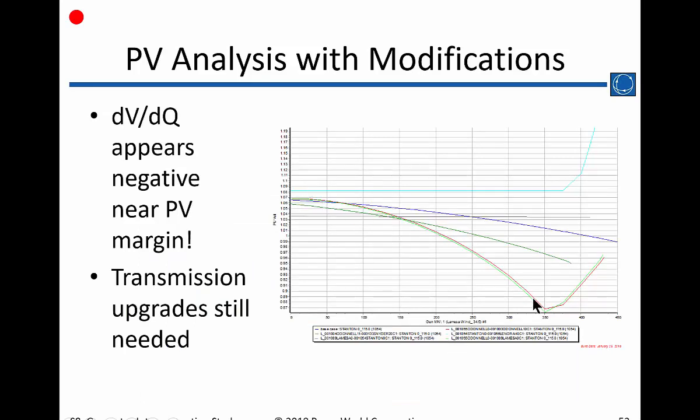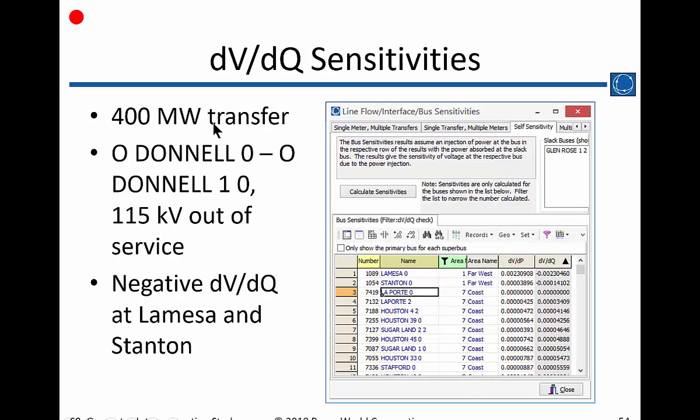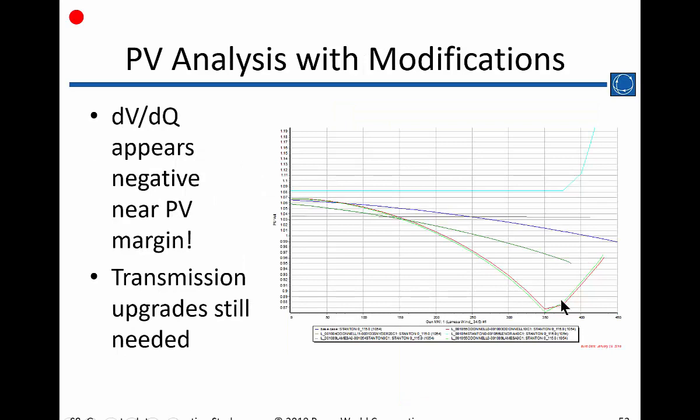This is just showing voltages fall off. We tend to get negative dV/dQ sensitivities near the PV margin. Stuff kind of bouncing back up the other way. That's an unstable solution, and then it eventually collapses. At 400 megawatt transfer, if we calculate the self-sensitivities at that level with this particular contingency taken, then we get negative dV/dQs at La Mesa and Stanton. So that's why you get this uptick in the curve here.